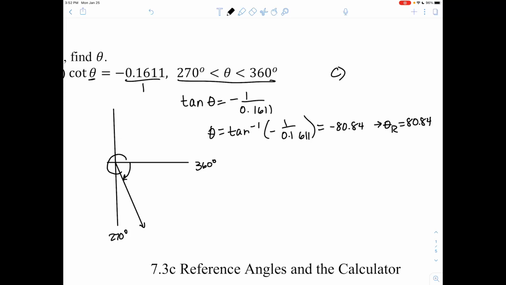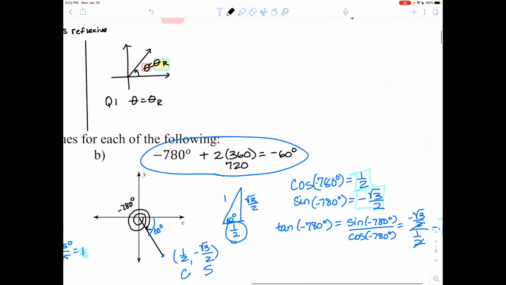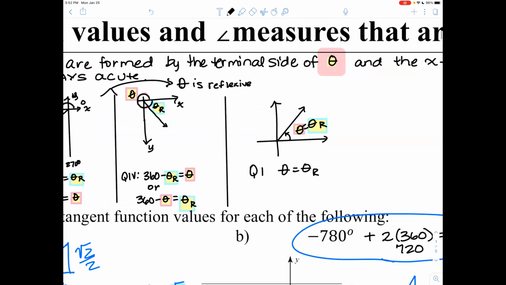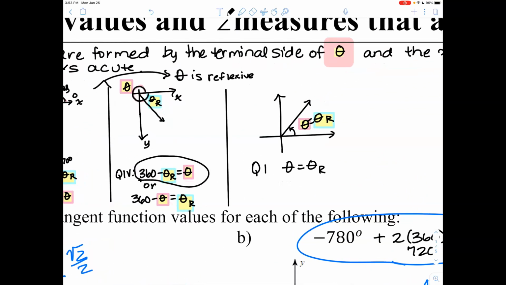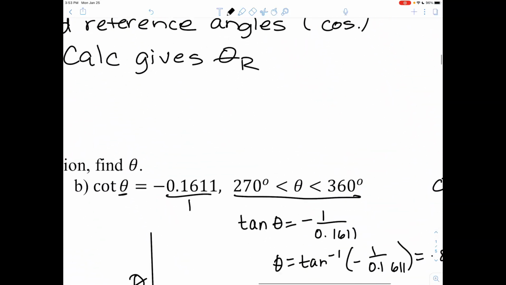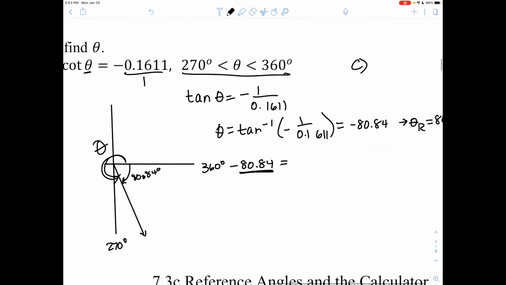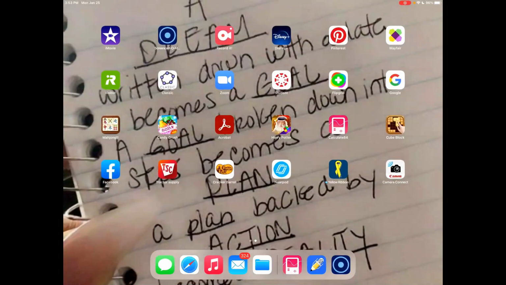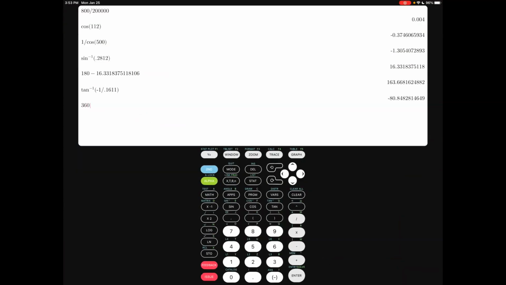Okay, so all we have to do to find the angle theta, if our reference angle here is 80.84 degrees, is... that's our reference angle. Let's see what we did in quadrant 4. So we have 360 minus our reference angle gives us angle theta. Again, common sense will tell you that. So I'm just going to go back to the calculator and do 360 minus, capture that answer and input.